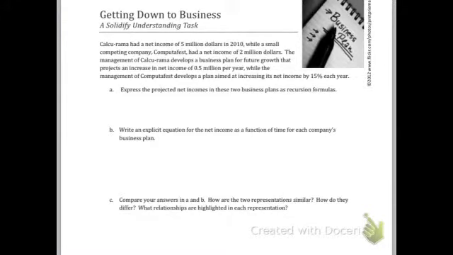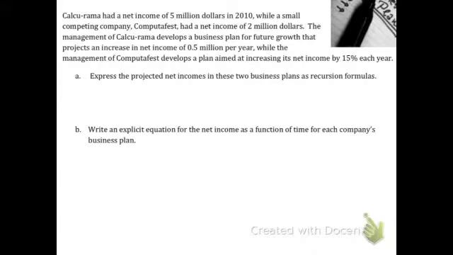So for our little assignment here, we did end up going over pieces on the front of this, but here's a reminder. On number A, we're supposed to write down the recursive formulas that describe each of them. The Calculorama has an initial value of 5 million, and they have a growth rate of 0.5 million in a year.